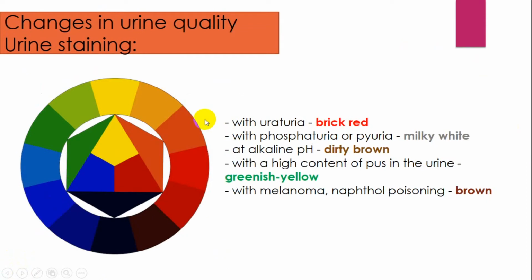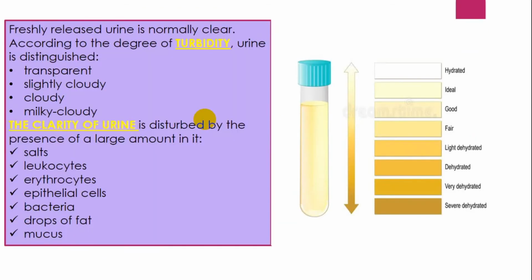Changes in urine quality also may be brick red color with uraturia, milky white due to phosphaturia or pyuria, dirty brown in case of alkaline pH, greenish yellow with a high content of pus in the urine. Also, deep brown color can be in case of melanoma or naphthol poisoning.